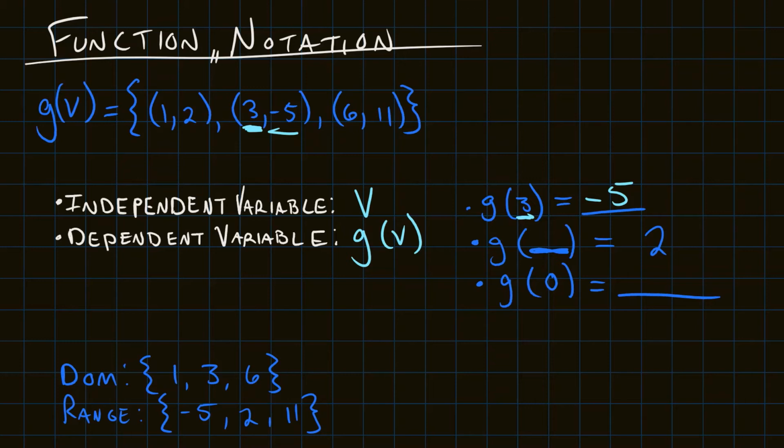Same thing applies with g of blank equals 2. We were trying to find out what v value gives us the g of v value of 2. This time I'm looking for the y value of 2, and I notice that it's paired with 1. So v equals 1 is the v value that gives us this function value. And once again, if it's not listed in the function, it is undefined. So here, if I look for g of 0, I will be looking for a domain or an x value of 0. And the only ones that I have listed are 1, 3, and 6, as you can see in our domain here. So g of 0 is undefined.